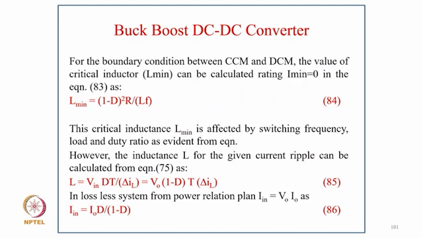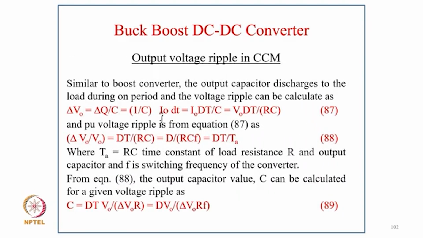However, the inductance for a given current ripple can be calculated as L equal to Vin D T/delta IL, or equal to Vo(1 minus D)T/delta IL. So in a lossless system, the power balance gives Vin Iin equal to VO IO. So Iin equal to IO D divided by 1 minus D.